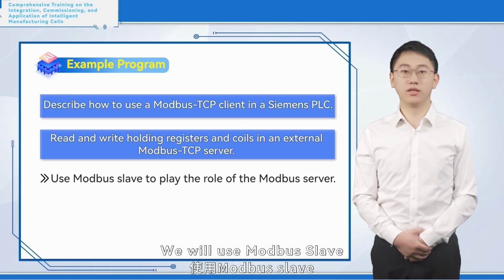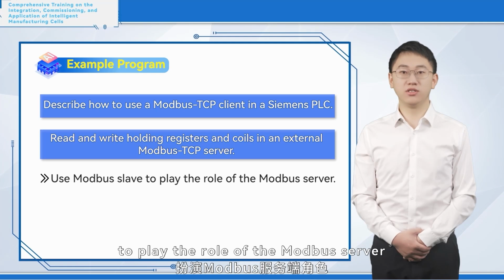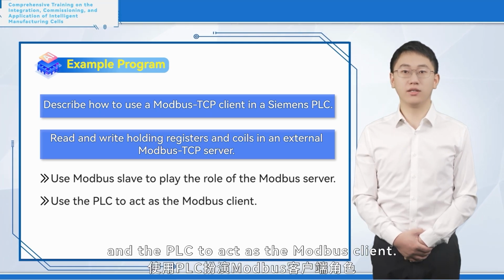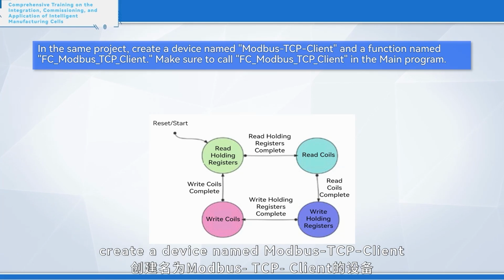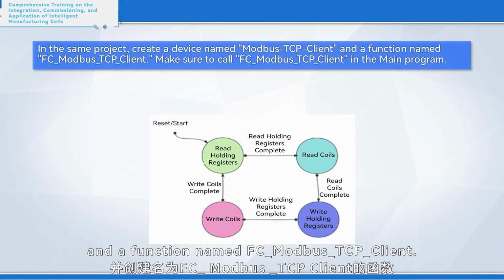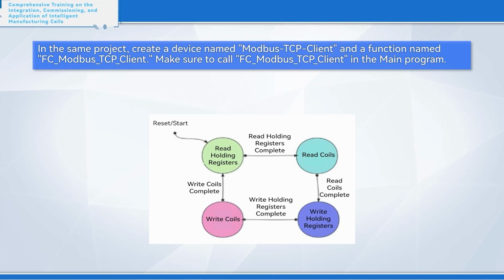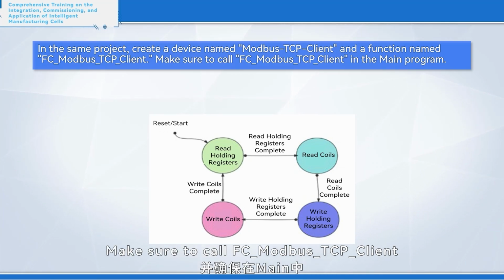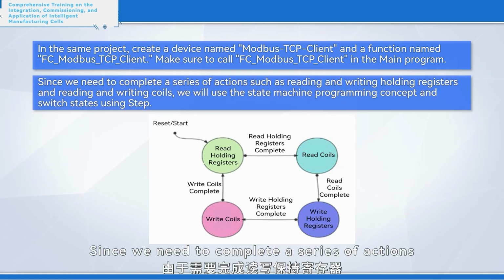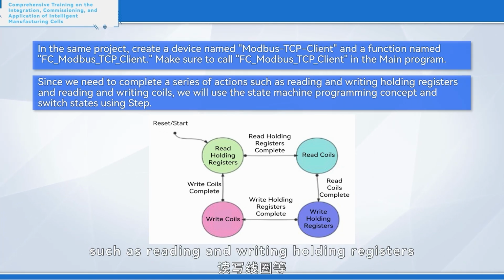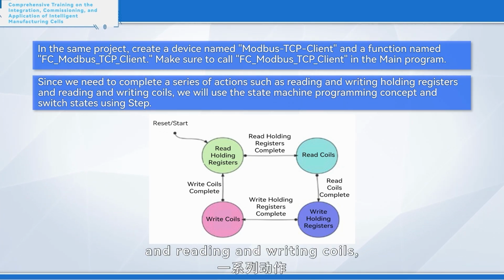We will use Modbus Slave to play the role of the Modbus server and the PLC to act as the Modbus client. In the same project, create a device named Modbus TCP client and a function named FC Modbus TCP client. Make sure to call FC Modbus TCP client in the main program, since we need to complete a series of actions such as reading and writing holding registers and reading and writing coils.